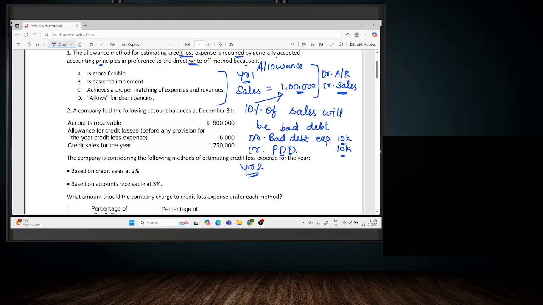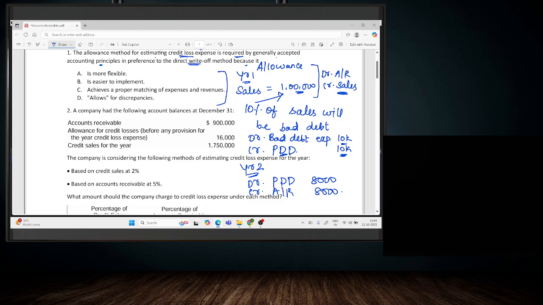So now what will you do? You already created a provision for doubtful debts of 10,000 rupees. Now that provision will reduce. Why? Because you expected customers owing 10,000 rupees not to pay, and actually a customer who purchased goods worth 8,000 did not pay. So to write off the bad debt, you will debit provision for doubtful debts 8,000 rupees, and credit accounts receivable 8,000 rupees. Out of the 10,000 rupees provision, 8,000 is gone, so your remaining provision is only 2,000 rupees.